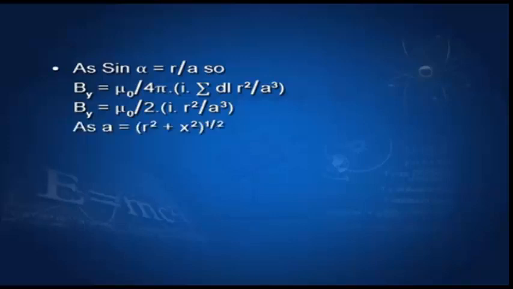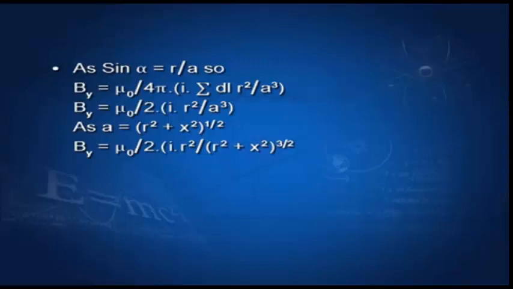As a equals r square plus x square to the power 1 by 2, we get By equals mu naught upon 2, I r square divided by r square plus x square to the power 3 by 2. The direction of the magnetic field is again obtained using the right hand screw rule.